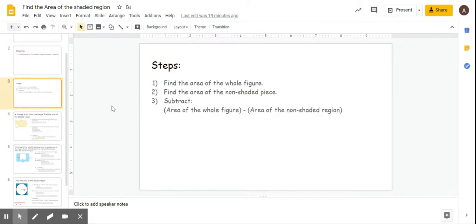So your steps. Step 1 is to find the area of the whole figure. Step 2 is to find the area of the non-shaded piece. And then step 3 is to subtract. You would subtract the area of the whole figure minus the area of the non-shaded region.